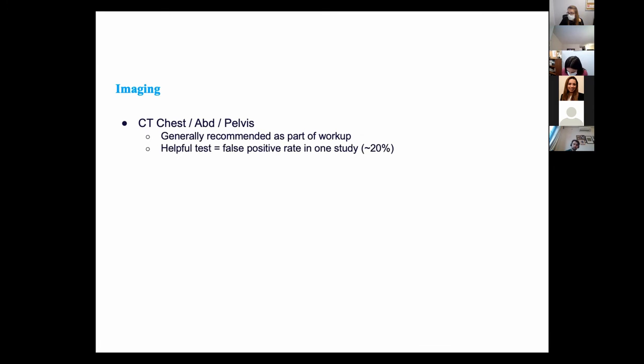In terms of imaging, CT of chest, abdomen, and pelvis is generally recommended as part of your workup if everything else has been negative so far, because as we said, occult intra-abdominal abscesses are one of the leading infectious causes of FUO, and it's a pretty helpful test. The false positivity rate in one study was up to 20%, but that varies depending on the patient characteristics. So it varies quite a bit.